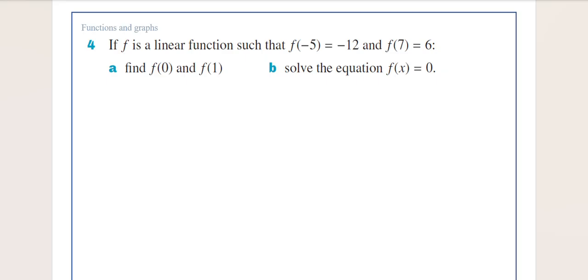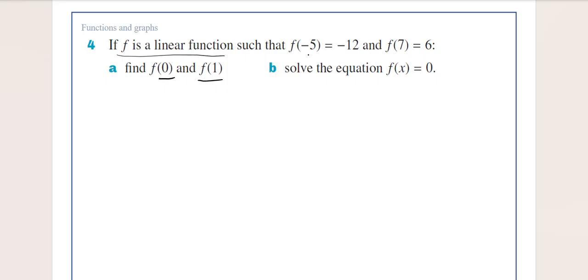Question 4 is very similar to what we were just doing. We're told that if f is a linear function such that f of minus 5 equals minus 12 and f of 7 equals minus 6, we're asked to find f of 0 and find f of 1, and then solve the equation f of x equals 0.